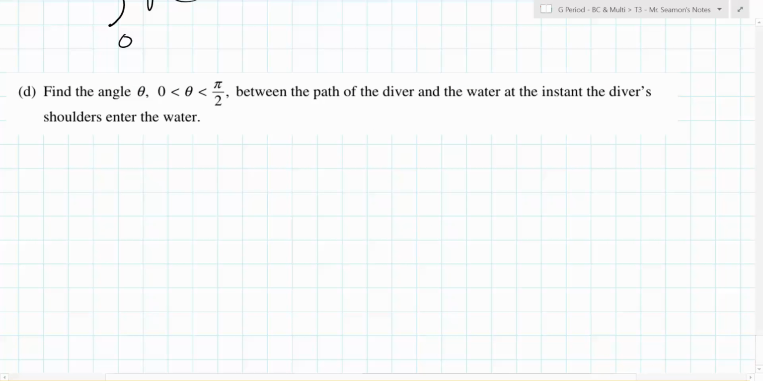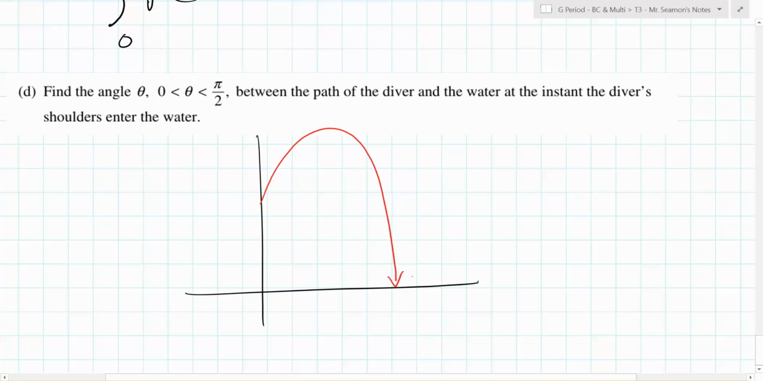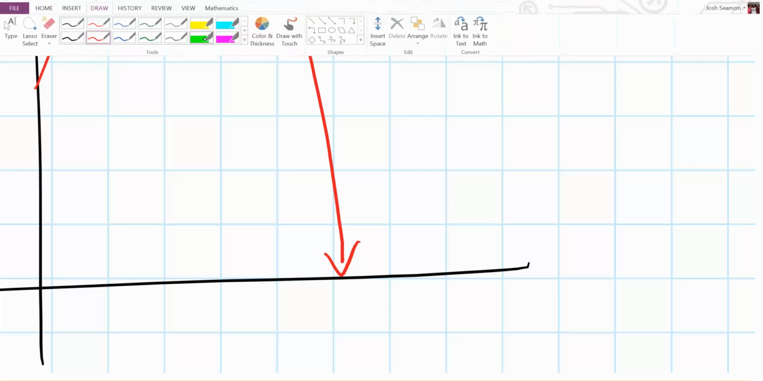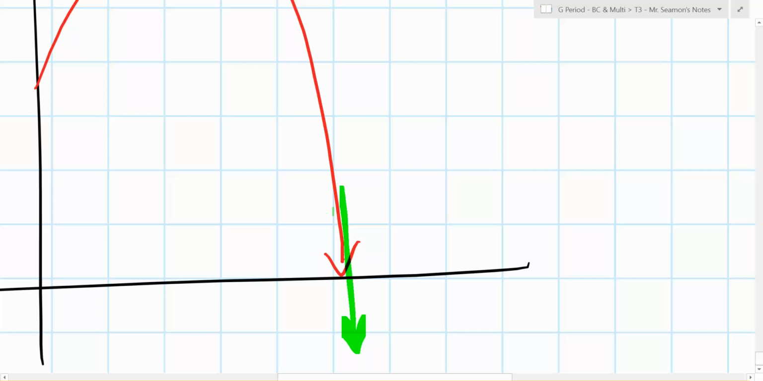It says find the angle theta between 0 and pi over 2 between the path of the diver and the water at the instant the diver's shoulders enter the water. So what's going on here is you have this path, right? It starts at 11.4 and it goes like this. So what do they ask? The angle theta between the path of the diver and the water at the instant the diver's shoulders enter the water. So if you zoom in here, the diver's entering like this. There's your tangent line right there, and you're finding this angle measure right here.